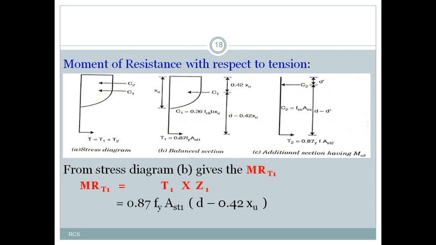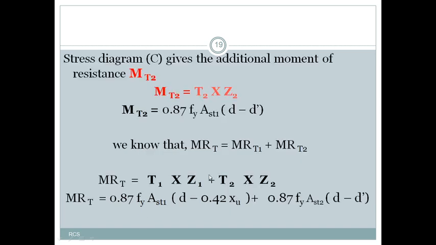So next, moment of resistance with respect to tension. So far we have calculated moment of resistance with respect to compression. Now we have to calculate moment of resistance with respect to tension. So again consider the balanced section, that is the moment of resistance with respect to tension in section 1 is T1 into Z1. You know T1 is 0.87 Fy into AST1 and D is your lever arm, D minus 0.42 XU. So this multiplied by this distance will give the moment of resistance. And similarly for moment of resistance due to the additional steel reinforcement provided, that is AST2, MT2 equals AST2 into lever arm D minus D2.